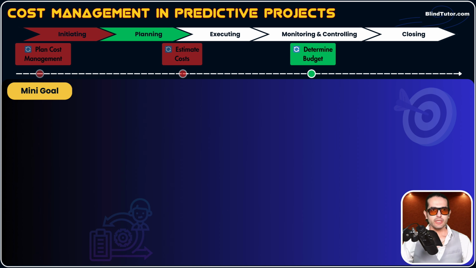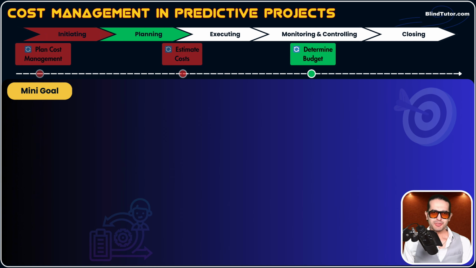All right. Welcome to the mini goal of determine budget process, guys. What did we do so far about the cost part of our project? We came up with the cost management plan and we estimated how much each activity will cost us. Guys, I think you agree with me that we have an activity list and the column of cost of those activities is filled up. Okay, we're good. We know the cost for each activity. It is time to tie things up.